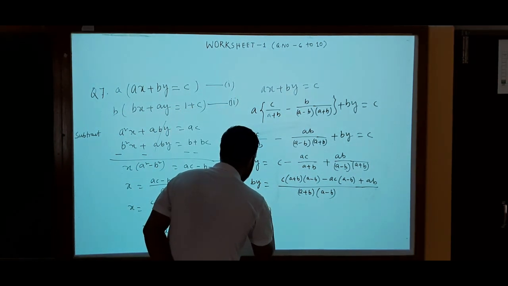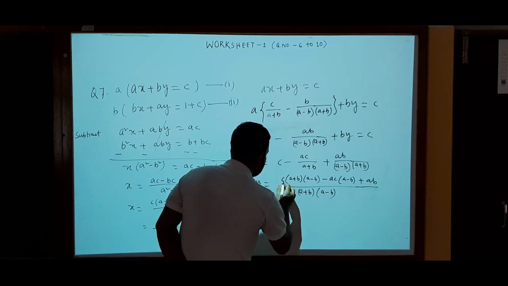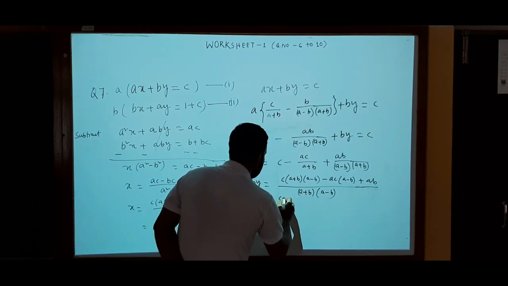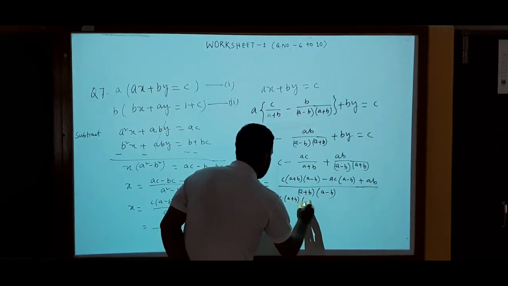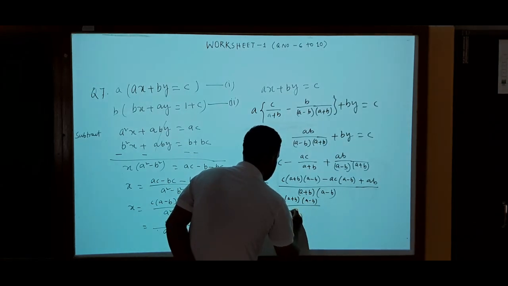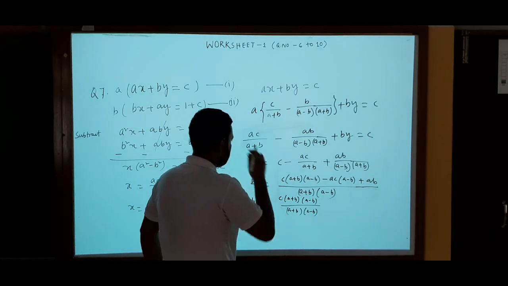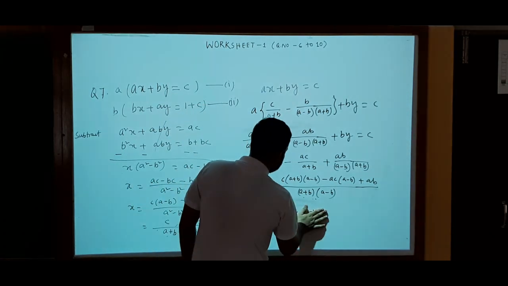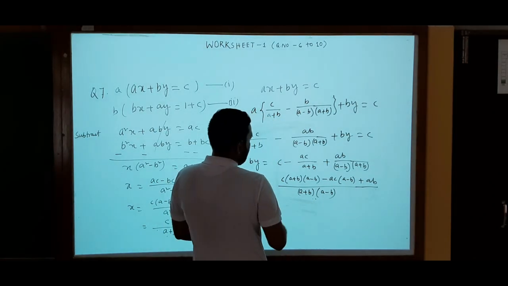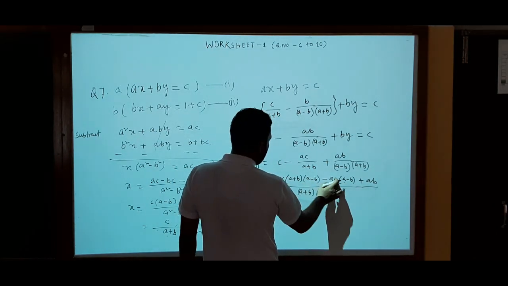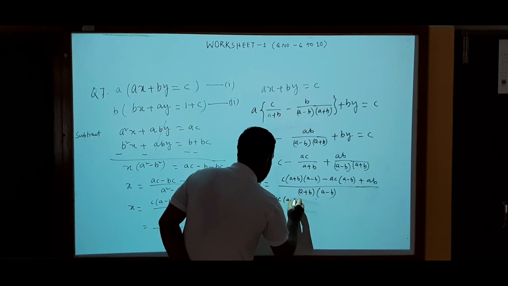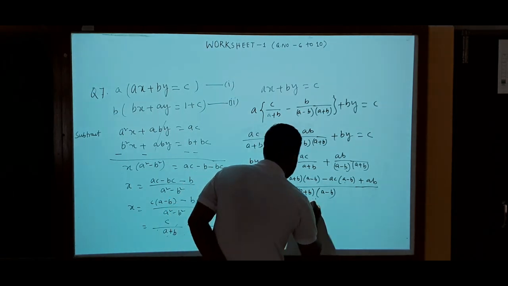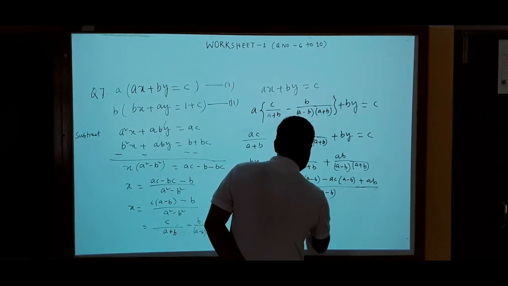Now y equal to what I'll write? y equal to c upon a plus b into a minus b divided by a plus b by a minus b. From here, a minus b and a minus b is common and c is also common. So c into a minus b I'll take common here and I'll write a plus b.